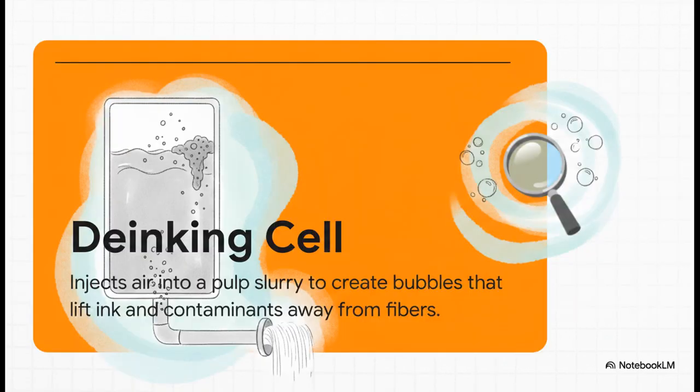Now, step 3 is absolutely fascinating. Inside what's called a de-inking cell, air is injected right into the watery pulp slurry. This suction force creates all these tiny bubbles. And as these bubbles rise to the surface, they actually catch and lift the ink and unwanted particles right off the recycled fibers. It's this brilliant flotation process that literally washes the pulp, making it bright and clean enough to be used all over again.